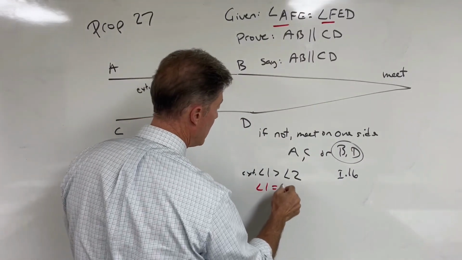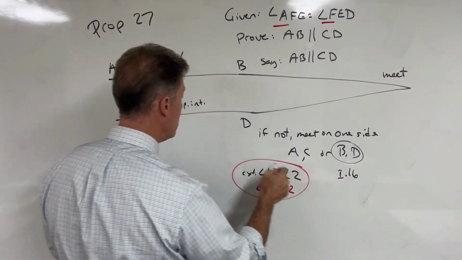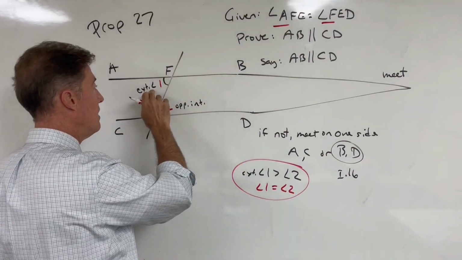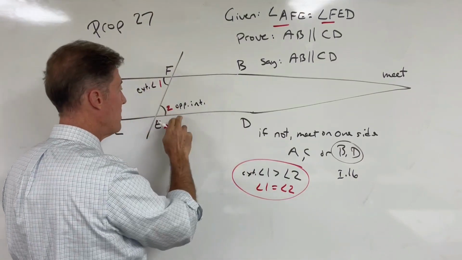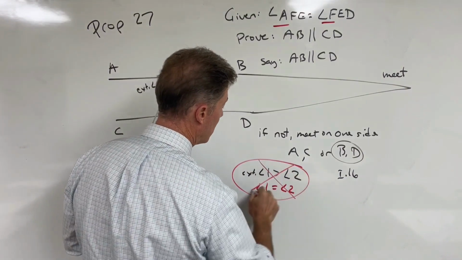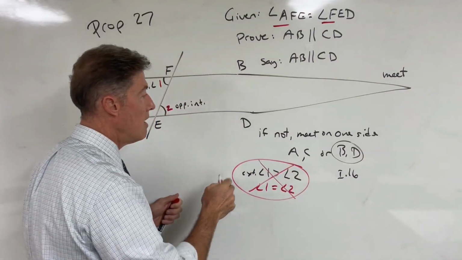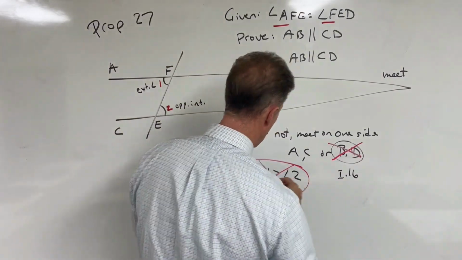But it's given that these angles are equal to each other. Therefore, angle 1 is equal to angle 2. But we're saying that angle 1 is both greater than angle 2, as the exterior angle is greater than the opposite interior angle, and also equal. They can't be equal and greater at the same time. This leads to absurdity. Therefore, they do not meet on side BD.